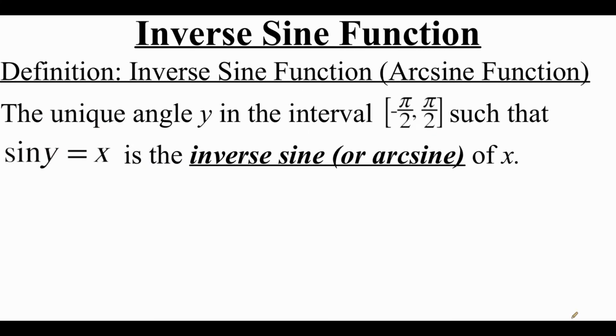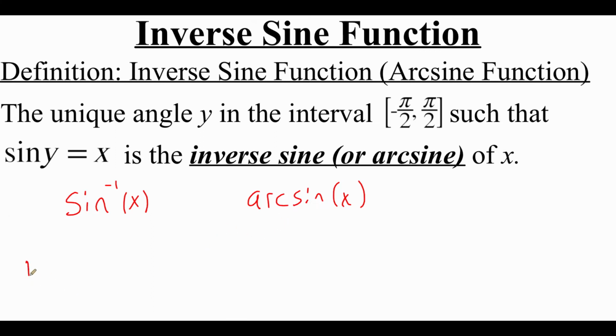So the unique angle y in the interval from negative pi over 2 to positive pi over 2, such that the sine of the angle y is equal to some x value, is the inverse sine, or we also call that the arc sine of x. There's two different ways that we could see the inverse sine written. One of them is the sine with a negative 1 power on it of x. That means the inverse sine. Or we can also call it an arc sine, so we could say the arc sine of x. Both of these mean exactly the same thing. These are both an inverse of the sine function.